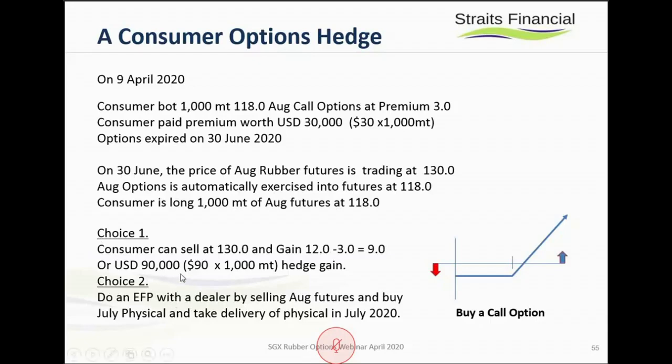Choice number 2 is that the tire consumer, because he needs the physical rubber, can do an EFP. An EFP is an exchange for physical with the trader, with the dealer. He can do this because he has already exercised. So when he exercised, he is already long 1,000 metric tons of August futures. He can sell the August and buy the physical July by doing an EFP, an exchange of futures for physical. So he converts his August futures contract by selling the August futures to square off his long, and he buys the July physical and takes delivery in the month.